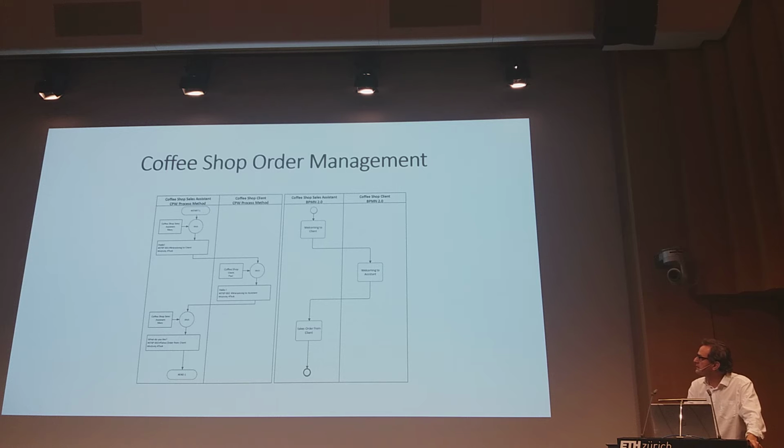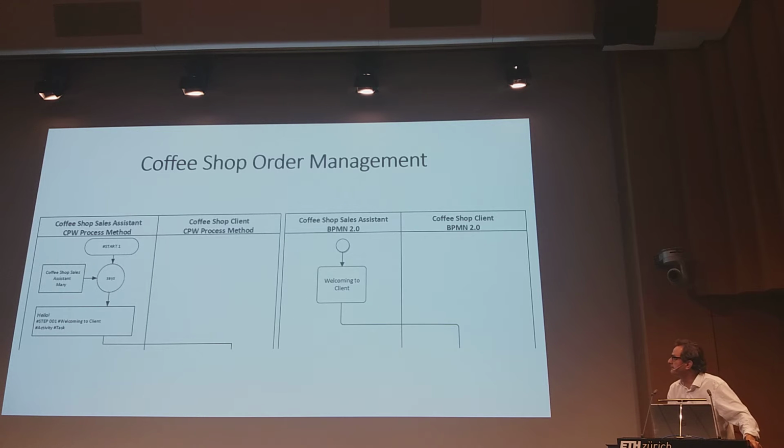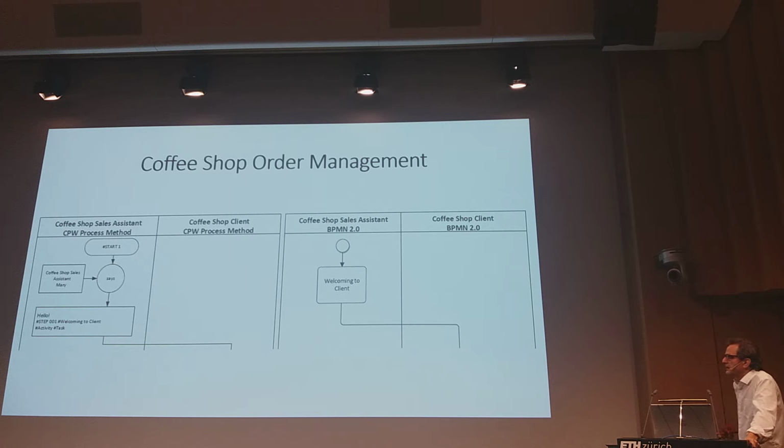So you see here 3 process steps of the coffee shop order management. To explain some things about the method and the approach, it's enough when we have one process step. You see on the left-hand 2 columns the representation with the CPW process method, on the right-hand 2 columns the representation with the business process modeling notation 2.0.